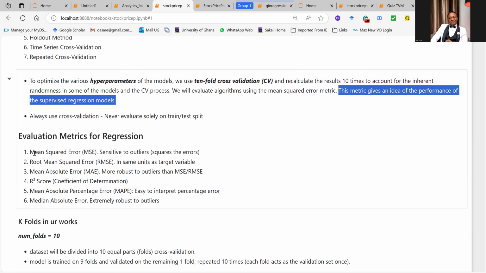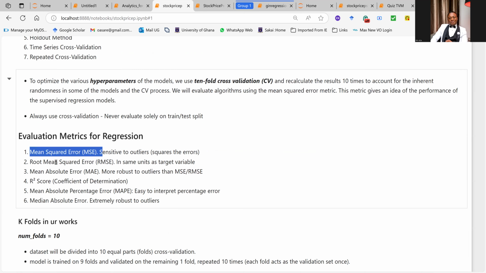Apart from the mean squared error, there are other ones like the root mean squared error, the mean absolute error, the usual R square that we have, the MAPE, and the median absolute error. All of them have their own advantages and disadvantages. For example, the mean squared error is good, but it's sensitive to outliers. The median absolute error is robust to outliers.